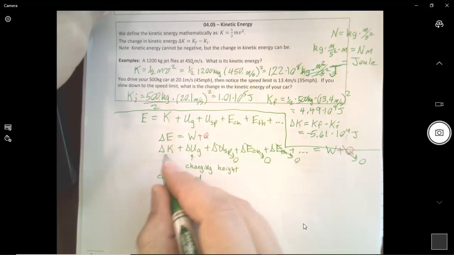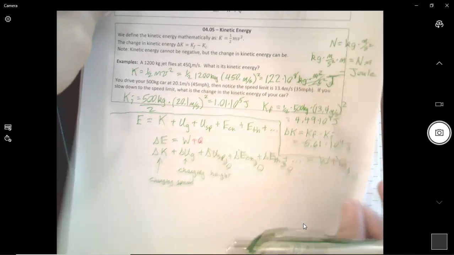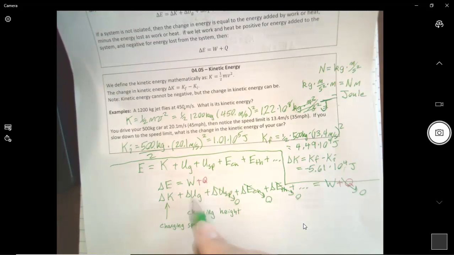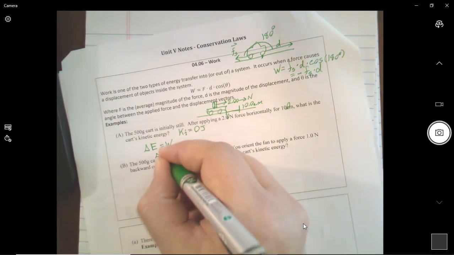Is the cart changing speed if the fan is pushing it forward? Yes. So we need a delta K. We don't need a delta UG or any of these others. So for our equation, delta K is equal to W.